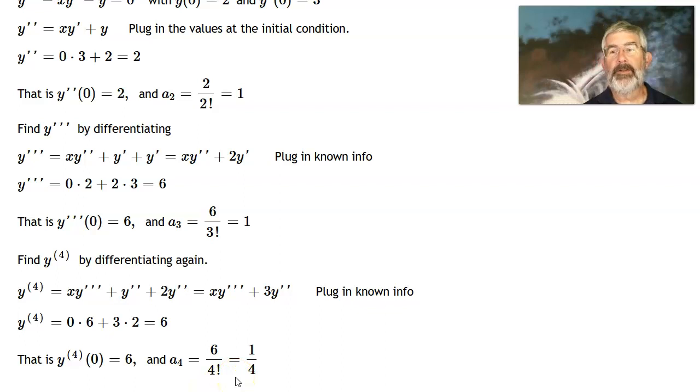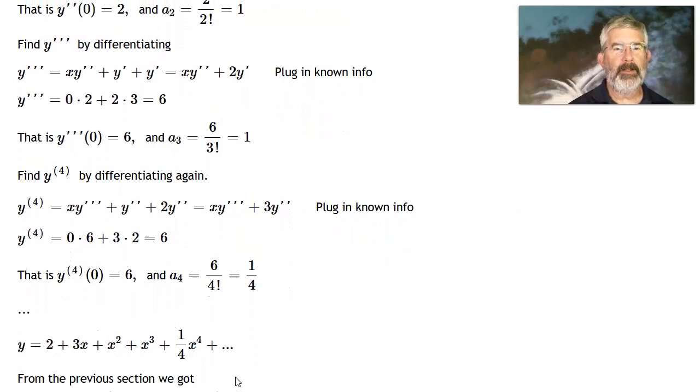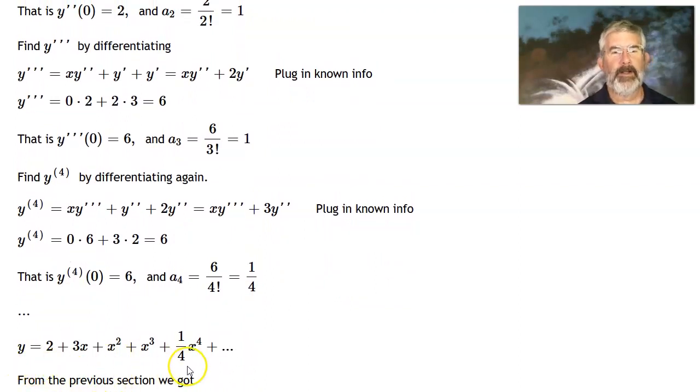And you can see I could continue doing this over and over again. Just keep implicitly differentiating and plug in the information you know. Each time you get that next derivative, which then allows you to say that derivative divided by n factorial is the coefficient you need in your power series. So what we've calculated is this power series here, at least the first 5 terms: 2 plus 3x plus x squared plus x cubed plus 1/4 x to the 4th, and I could continue on.